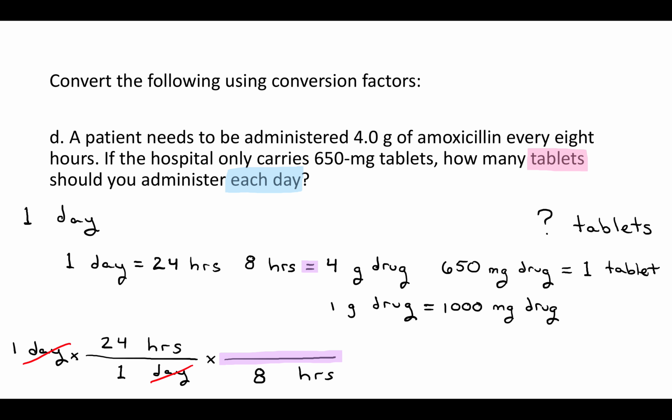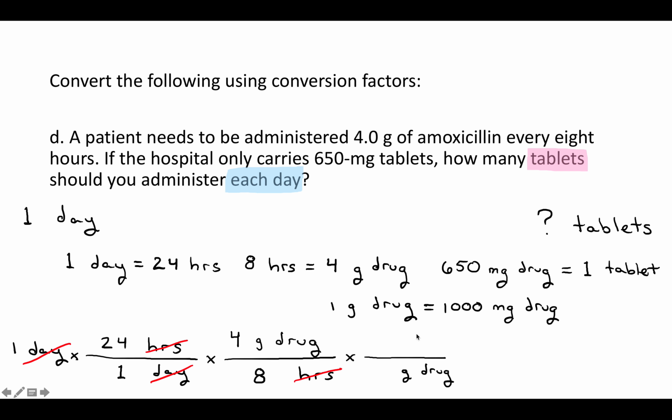Going over the fraction bar is like going across the equal sign, and on top I'd write 4 grams of the drug. Hours cancel out, I'm left with grams of the drug, but I don't want grams of the drug, I want tablets, so I have to do another conversion. Every time you do a conversion, you write a multiplication sign and a fraction bar, and the units you start with on top, here grams of the drug, go on the bottom, so that they'll cancel out.